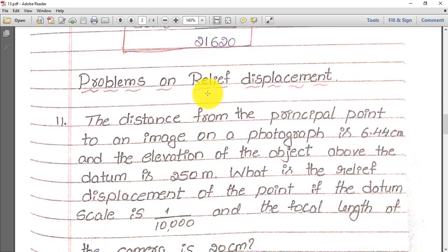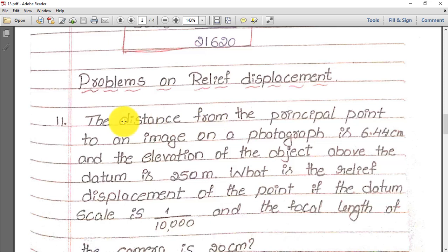Problem number 11. This problem is on relief displacement. In the last video we derived the relief displacement formula. We got D is equal to RH by capital H, and R naught H by capital H minus small h, right? So the same formula you need to use here.